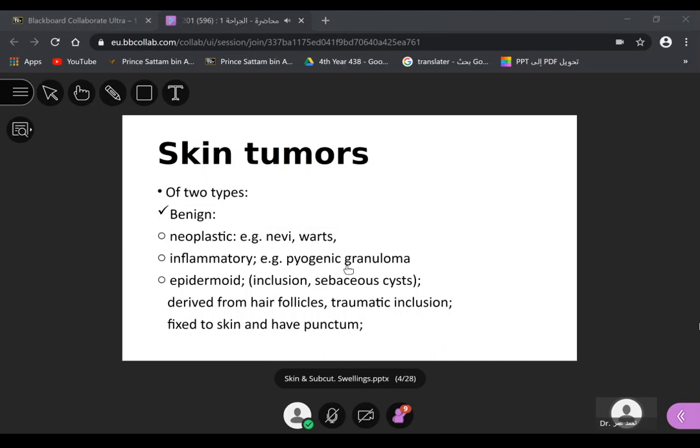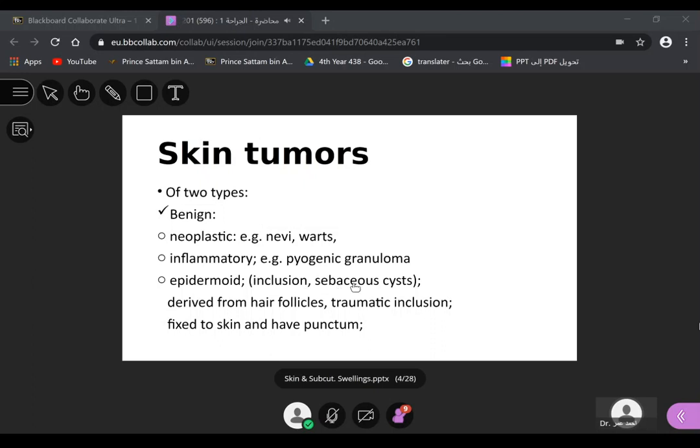Epidermoid cyst is another example of a skin tumor. It has two etiologies. Either it can happen due to inclusion of hair into the subcutaneous tissue, which results in formation of this swelling. This is known as inclusion cyst. Or sometimes it can be congenital, and this usually lies in the midline of the body.